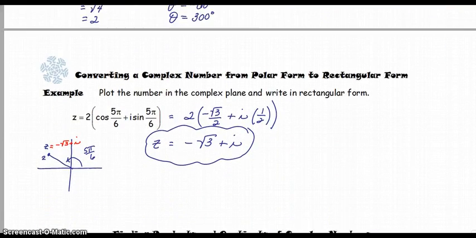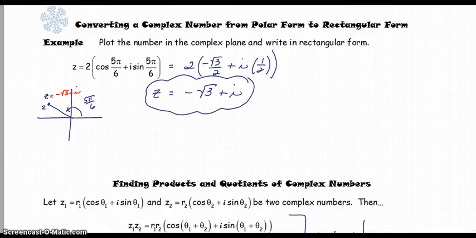Now let's look at converting from a complex number in polar form to rectangular form. It would help in this situation to plot the number, so that's how we started. Sketching, I know that r is 2 and that the angle of rotation is 5 pi sixths. That gives me a reference angle of pi sixth and that I'm in quadrant 2.